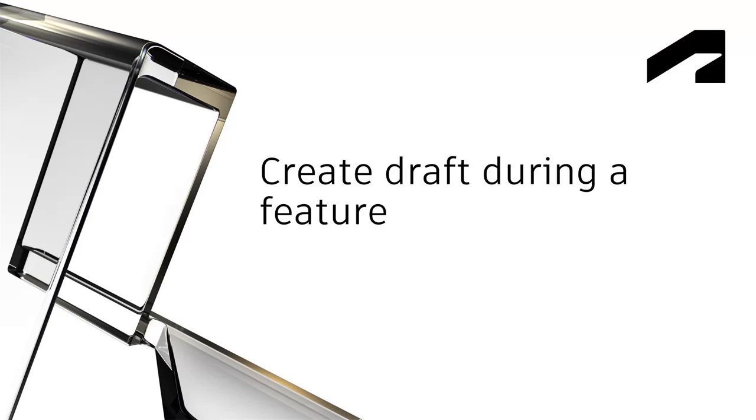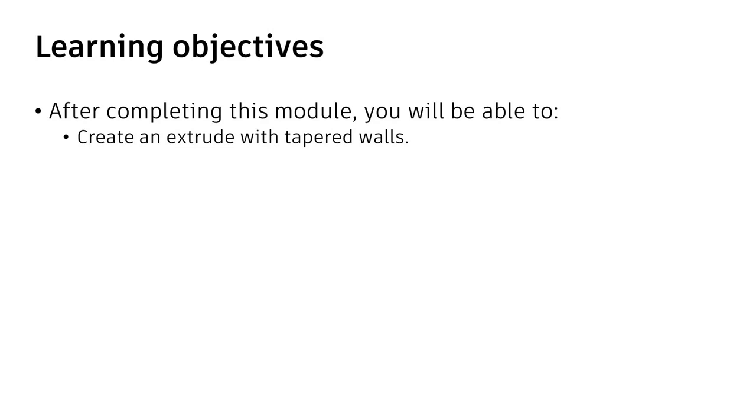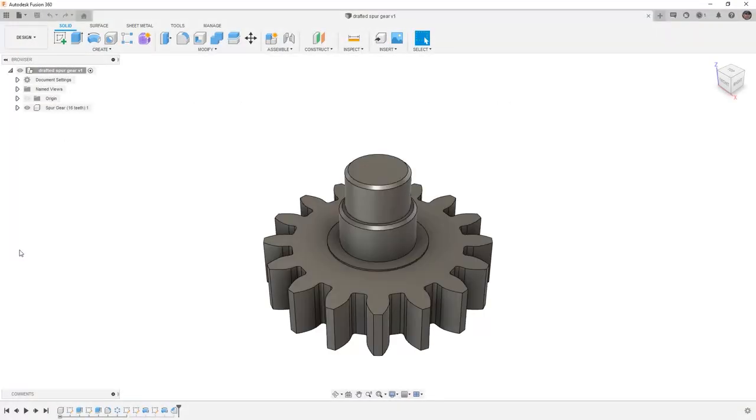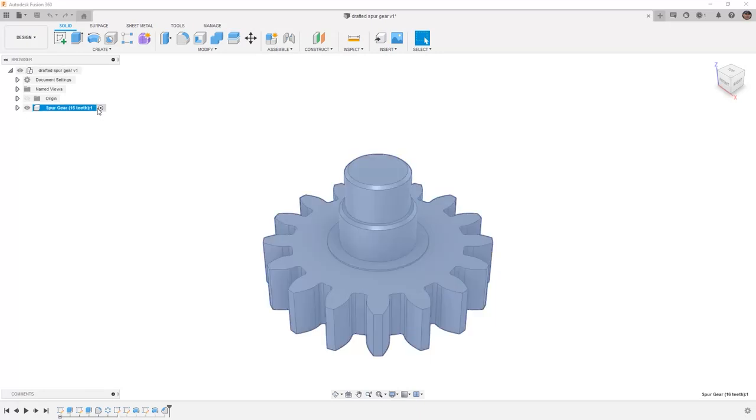Create draft during a feature. In this video, we'll create an extrude with tapered walls. In Fusion 360, we want to get started with the supplied dataset, Drafted Spur Gear. We're going to start by activating the component and taking a look at the timeline.